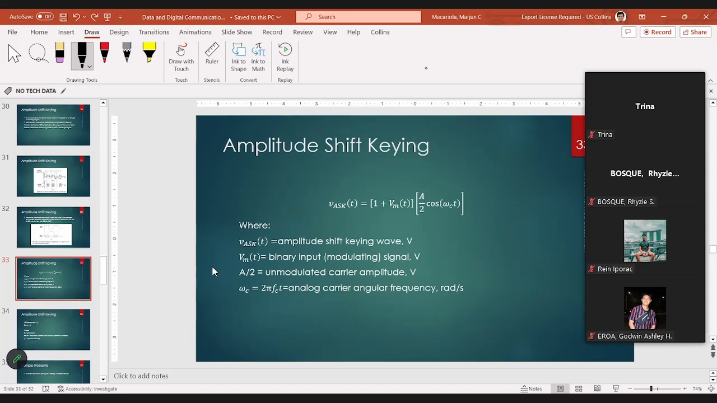Okay, pakita ko lang sa inyo kung what will be the output. Sabi nyo kanina, we only have two outputs: logic 1 and logic 0. When we're dealing with logic 1, we're dealing with 1 volt. And with logic 0, we're dealing with negative 1 volt. So, solve natin. Pakita lang natin.